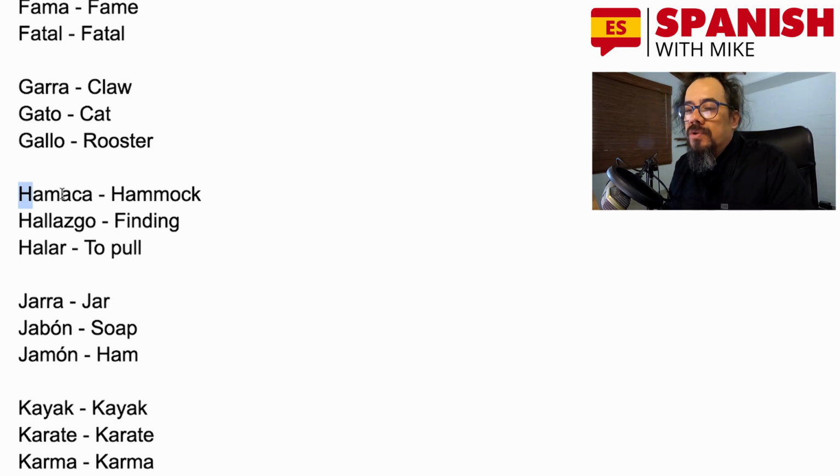One more thing, the letter H, the consonant H in Spanish doesn't sound. It is mute. So for the word hammock, we say hamaca. It's just like if we had the same vowel by itself. Hamaca. Hallazgo, finding. Alar, to pull.